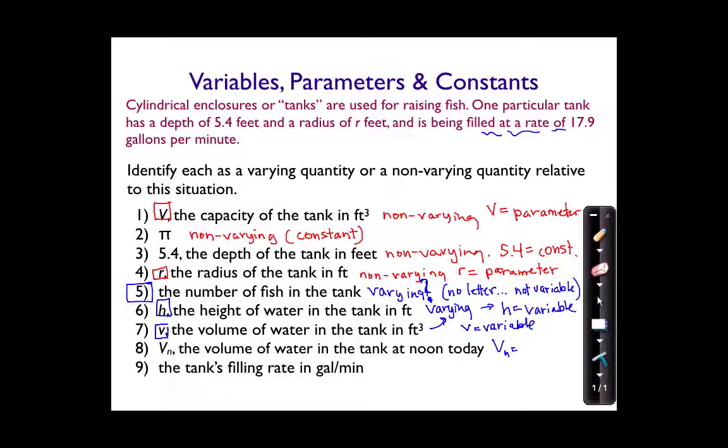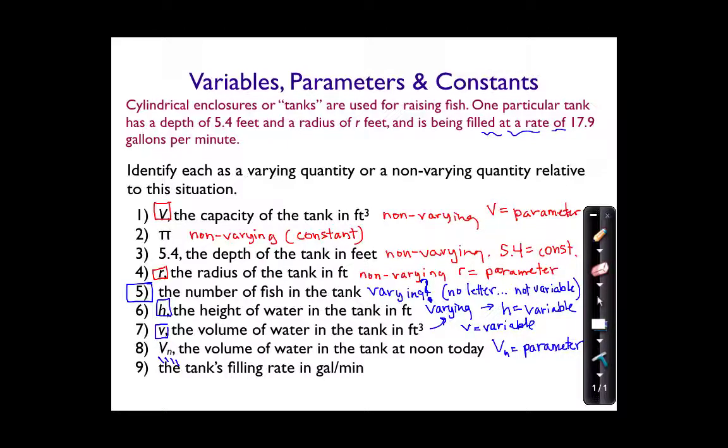Now, if I were to change it to a different situation, say it's the volume of the water in the tank at noon yesterday, it would take on a different value for yesterday, or maybe I could have a different tank and use the symbol Vn for the volume of the water in that tank at noon today. So this symbol is a parameter because it's representing a quantity that has one value, not a whole range of values that changes from one to the other. So it's not a variable.